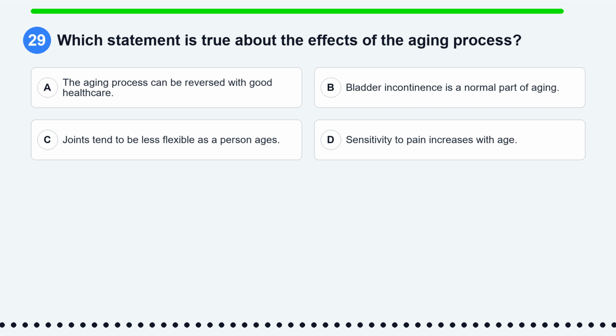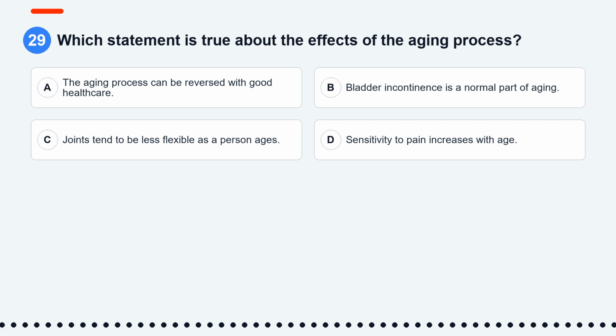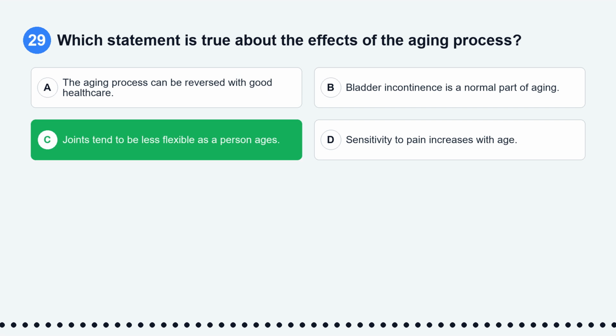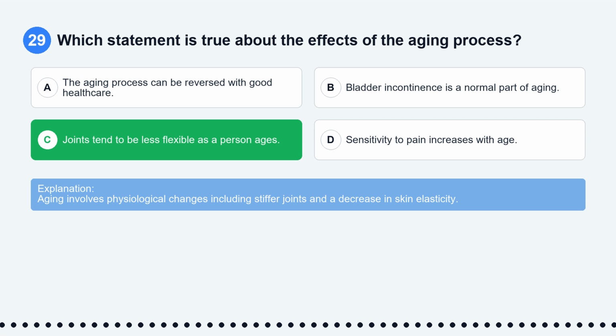Question 29. Which statement is true about the effects of the aging process? Option A. The aging process can be reversed with good healthcare. Option B. Bladder incontinence is a normal part of aging. Option C. Joints tend to be less flexible as a person ages. Option D. Sensitivity to pain increases with age. The correct answer is option C. Joints tend to be less flexible as a person ages. Aging involves physiological changes including stiffer joints and a decrease in skin elasticity.